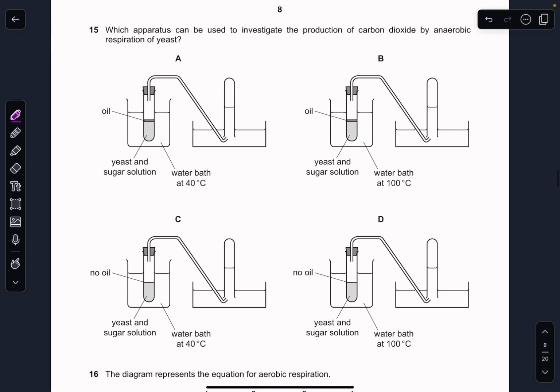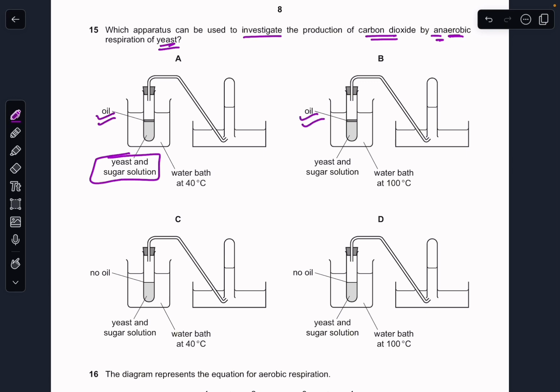Next, which apparatus can be used to investigate the production of carbon dioxide by anaerobic respiration of yeast cells? If we look at all of the apparatuses, we have the same yeast and sugar solutions in all four. However, what has changed? First is the presence of a layer of oil in two of these. In the other two, there is no oil.